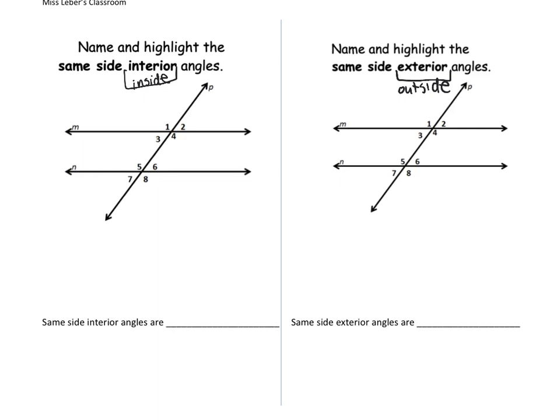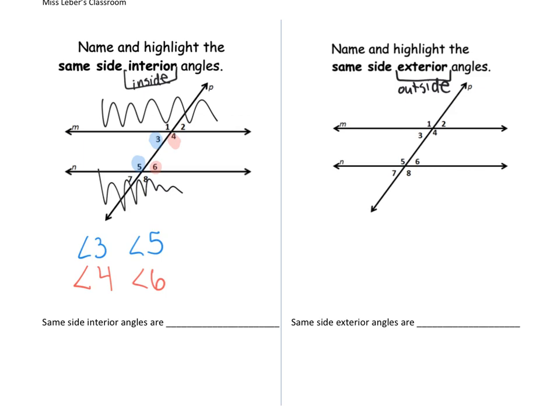So again, interior means we are focusing on the inside of the parallel lines. Were you able to see that angle 3 and angle 5 are on the same side of that transversal, but inside the parallel lines? Awesome. So you were able to see that we've got two pairs that are on the same side on the inside of the parallel lines. And these angles are supplementary, which means that they add up to 180 degrees.